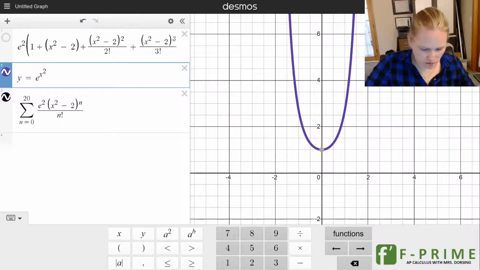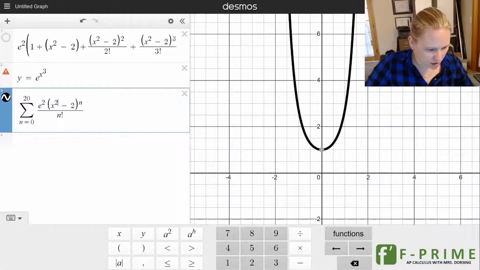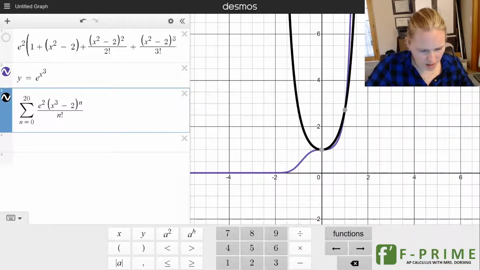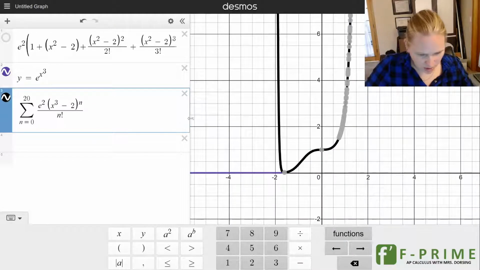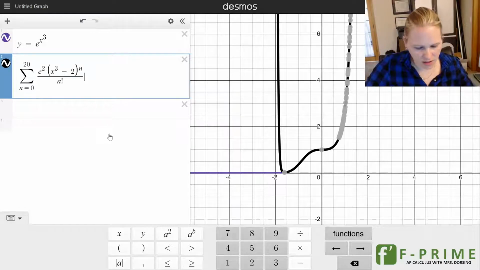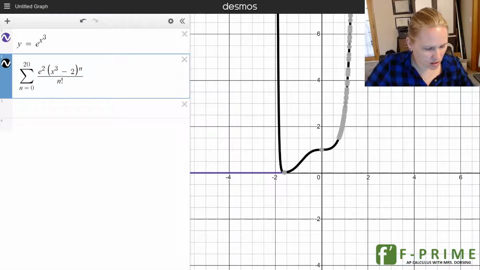So if I change this to an x cubed, all I have to do is go here and change that to an x cubed, and I've created a convergent function. Now this one, it's not liking me right now. There we go. Takes Desmos just a little bit of time to kind of get things under control. You need to give it a little time too. But that's really all we're doing.